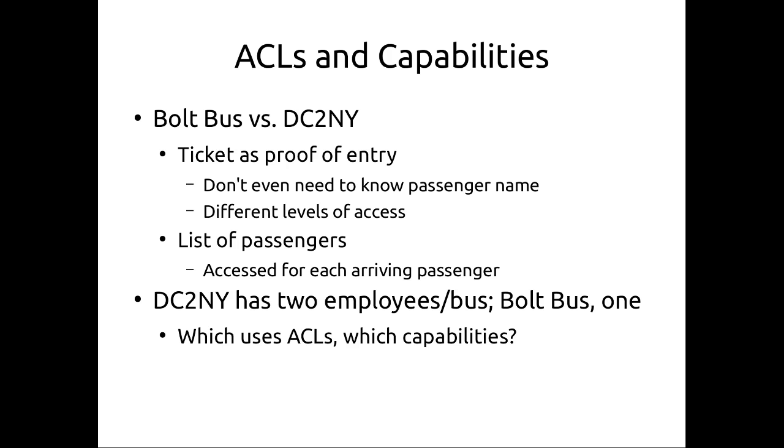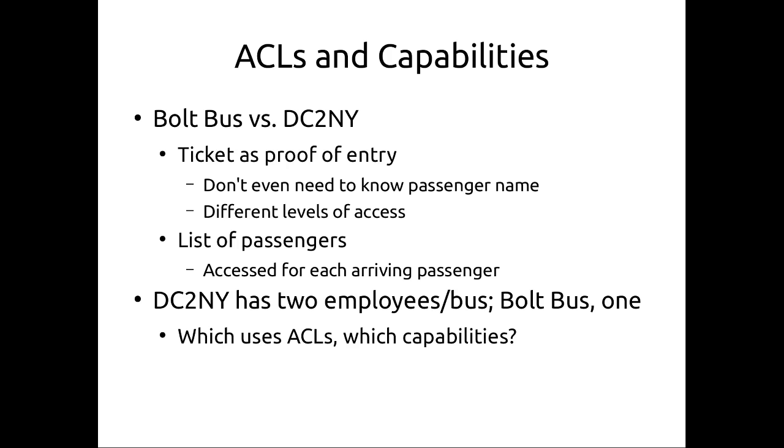One of them used a ticket as a proof of entry. So you provide the ticket, and that ticket alone denotes your ability to get onto the bus, right? It doesn't even necessarily need to have the passenger name. So long as you have a ticket, you're good to go. On the other hand, the other company provided a list of passengers. So there was a list that somebody actually needed to check to see whether a passenger was on it before they were allowed access.